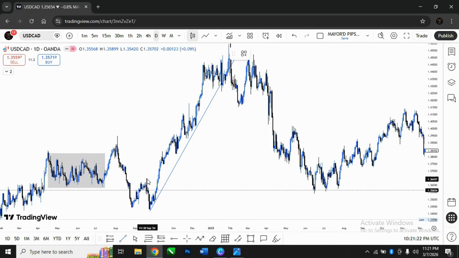We have a high here, and the high was broken. We had another high here, and the high was broken. That is why it is called higher highs and higher lows.